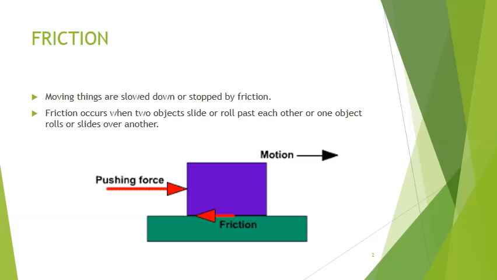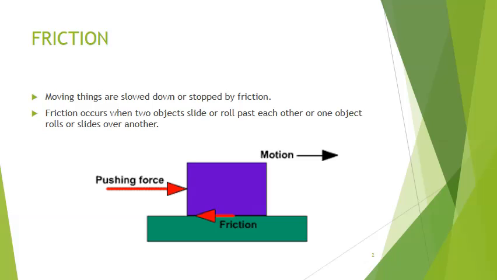Friction force acts in the opposite direction to motion, and as a result, moving things are slowed down or stopped by friction. So if you think about kicking a soccer ball across the grass, you'll probably see the ball move away from you, and eventually it will slow down and stop. Okay, this is because of friction. You might like to think of how you can apply your knowledge of Newton's first law, the law of inertia, to that example of the football being kicked across the grass and then slowing down and stopping.